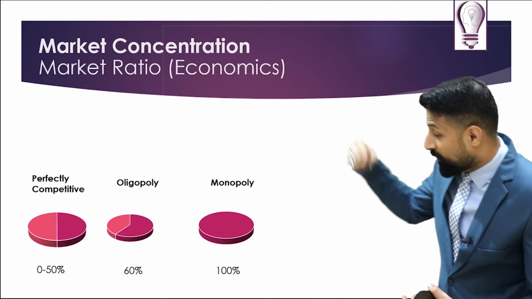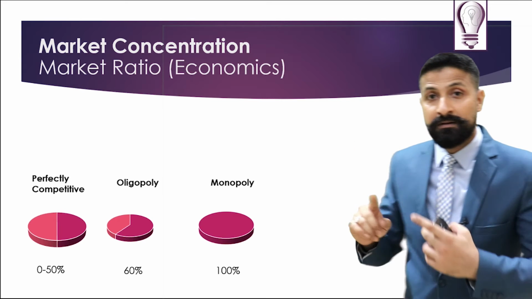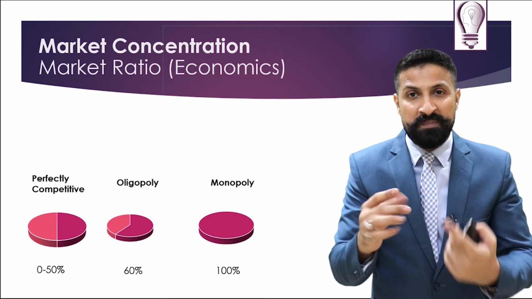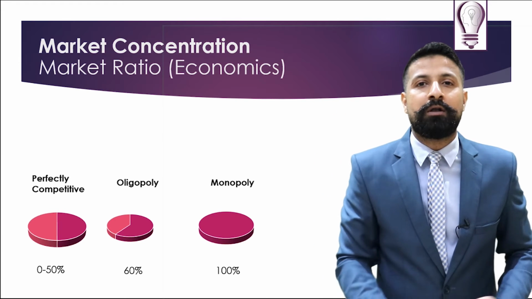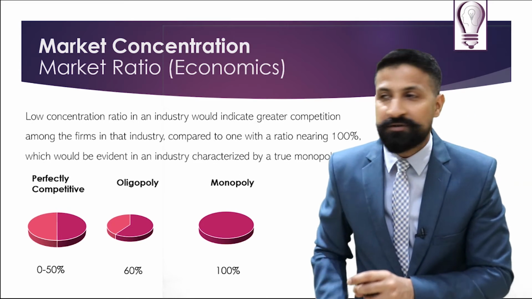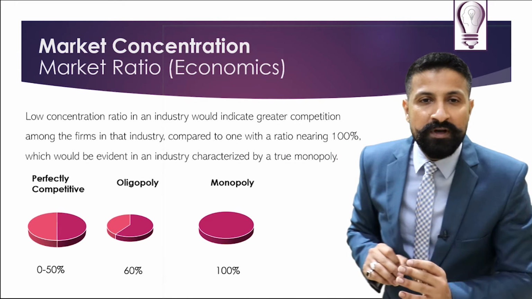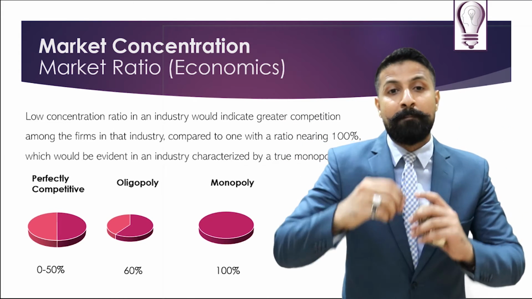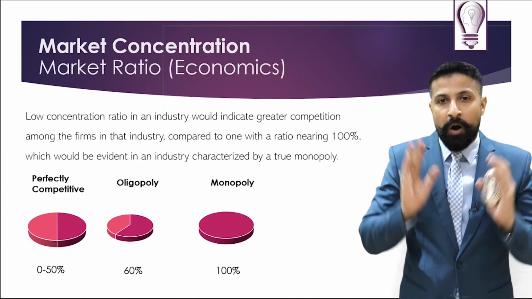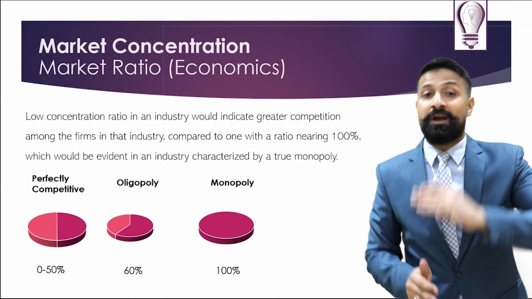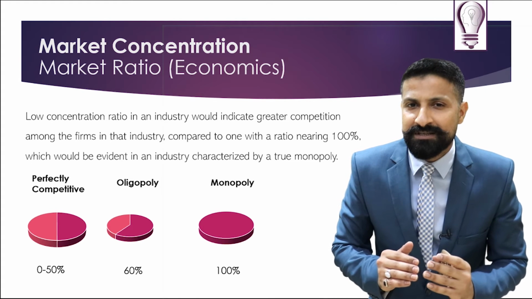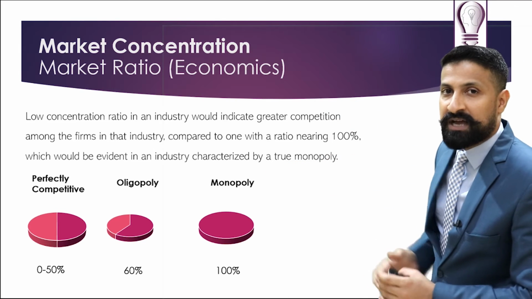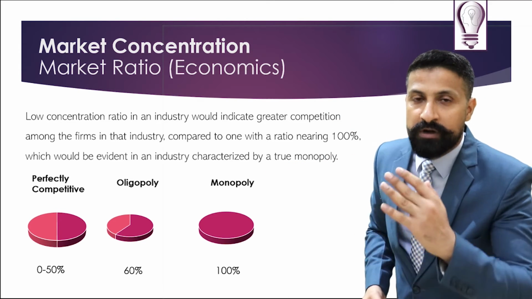This is called oligopoly. But what if one company owns a whole market? The market share of one company is 100%. This is called monopoly. What you see on your screen now is that a low concentration ratio in an industry would indicate greater competition among the firms compared to one with a ratio nearing 100%, which would be evident in an industry characterized by true monopoly. If the number is near 100%, that means we are moving towards monopoly.